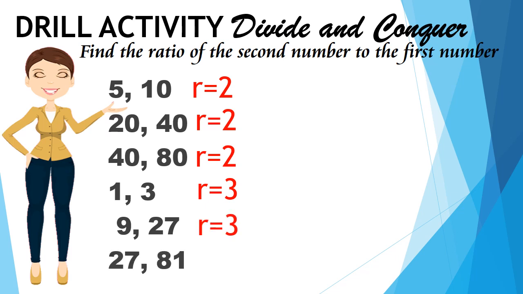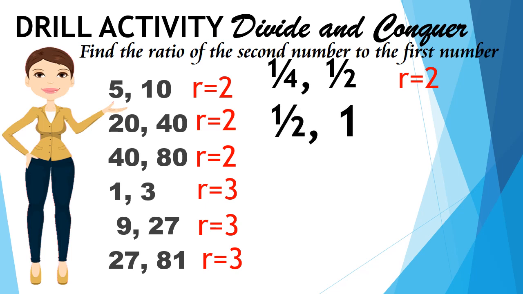And 27 and 81. The answer is 3. So good job everyone. So let us make it more complicated for the last two questions. 1/4 and 1/2. What is the ratio? You are right if you give the answer of 2. And then for the last question, we have 1/2 and 1. The ratio is 2. Very good.